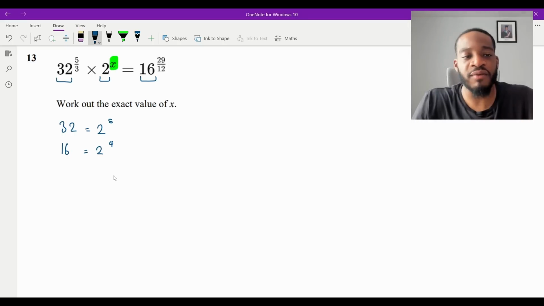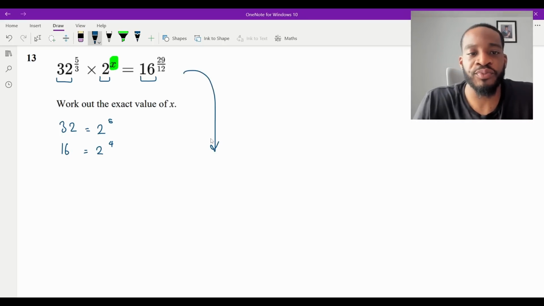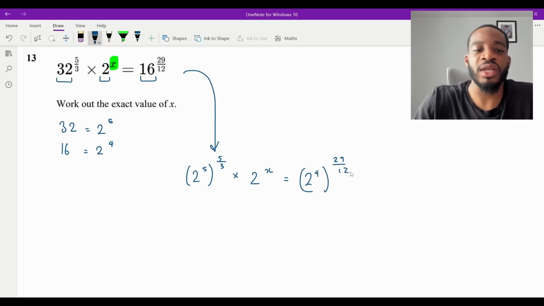Now, once we've done that, we can rewrite the question. So it's going to be 2 to the 5, all to the power of 5/3, multiplied by 2 to the x, and this will equal 2 to the 4, all to the power of 29 over 12. So we need to work out what this is.